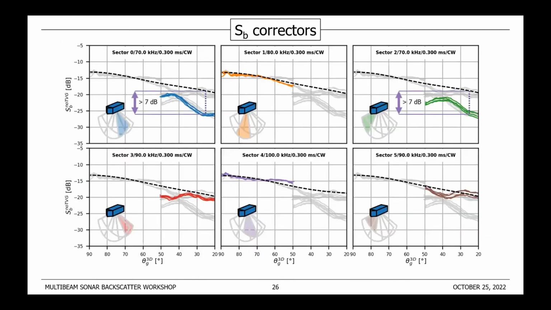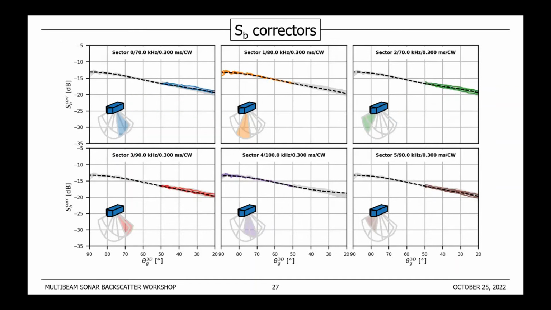So in here I'm presenting the uncalibrated data also from an EM710 before applying the correction heat map. Again, you can see those departures from that black dashed line, which represents the reference ARC for each sector. You can see the same, about 7 dBs of difference for the outer sectors. When we apply the correction heat map, as we expected, the data snaps into the reference that was used.